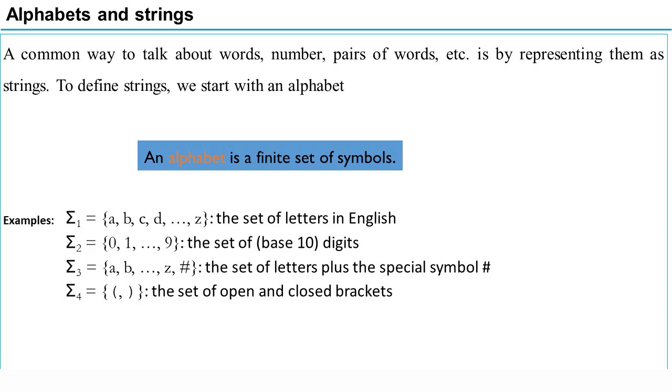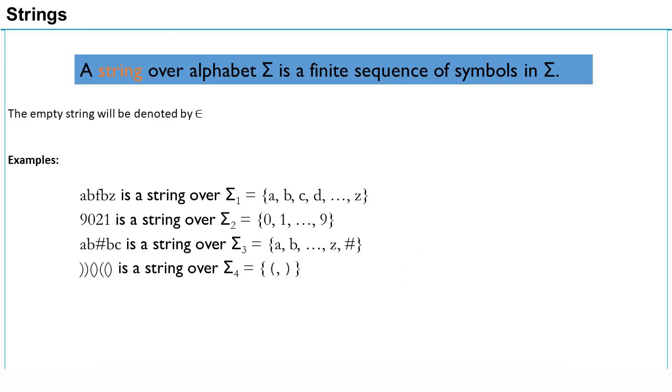Now an alphabet over epsilon is a finite set of symbols in epsilon. The empty string will be denoted by epsilon. When you go for strings, a string over an alphabet is a finite sequence of symbols. So an empty string is denoted by epsilon. The representation and examples have been listed out the same.